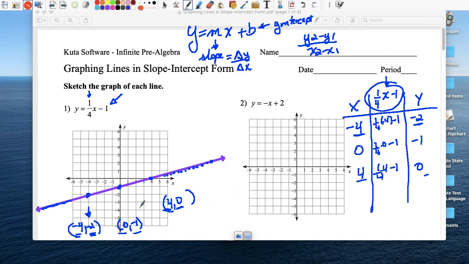When the input is negative 4, the output... So again, you could try to get a new graph, extend the line, find new points, and you'll see that every single point on that line has this relation.